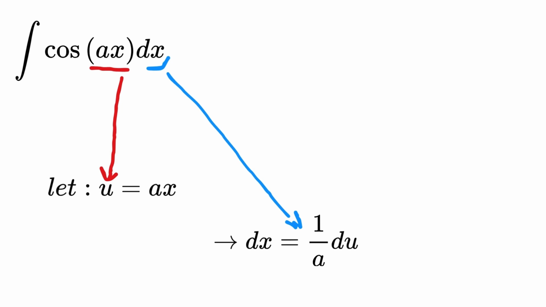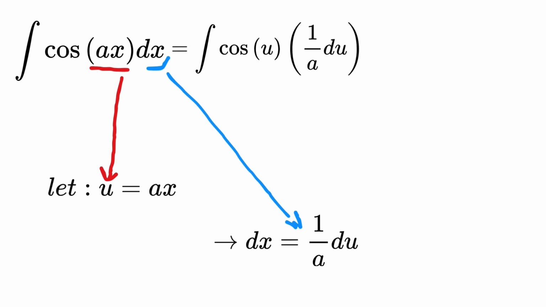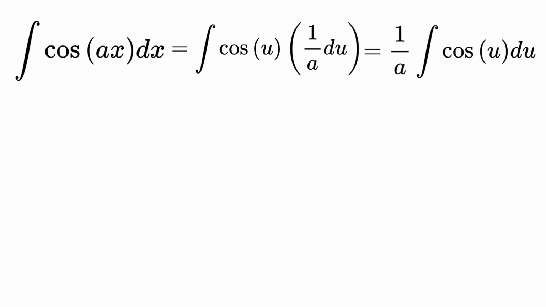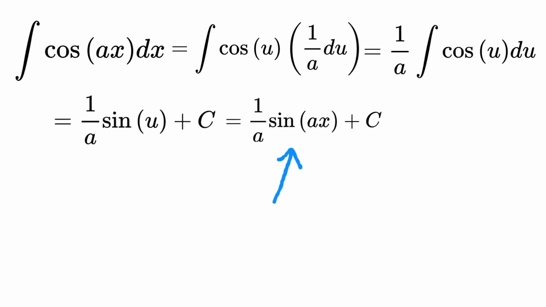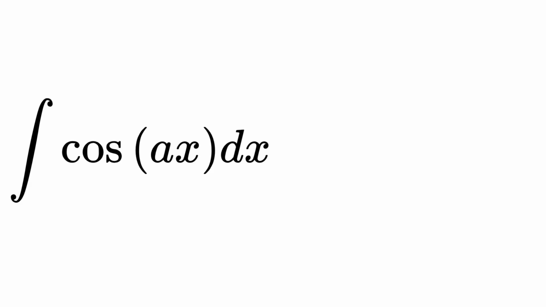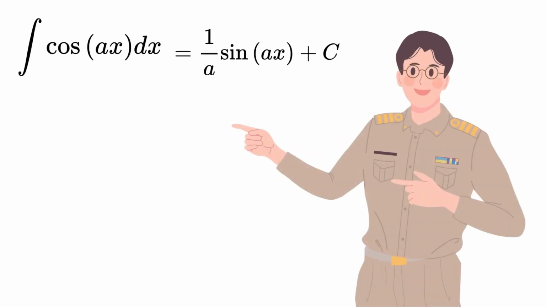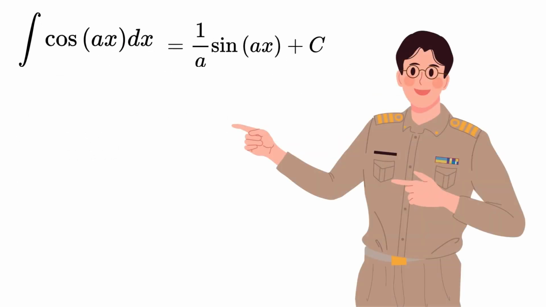Substitute u and dx into the original integral. The integral of cos ax dx becomes the integral of cos u times 1 over a du, integrated with respect to u. We know the integral of cos u du equals sin u plus c, and then substituting back u equals ax, we get 1 over a sin of ax plus c. Thus, the general formula is the integral of cosine of ax dx equals 1 over a sine of ax plus c.